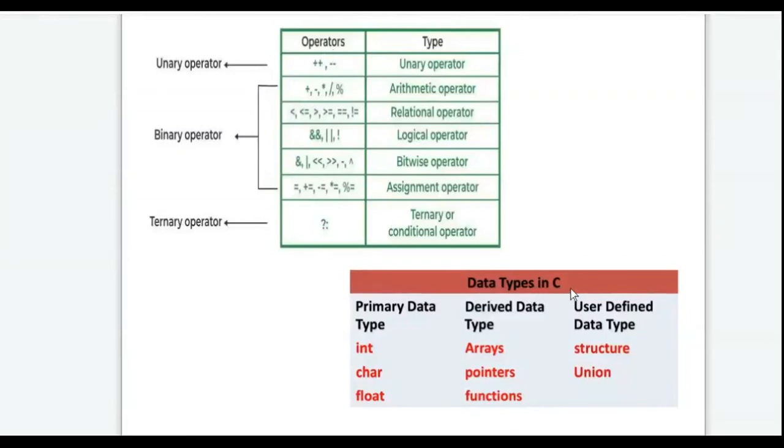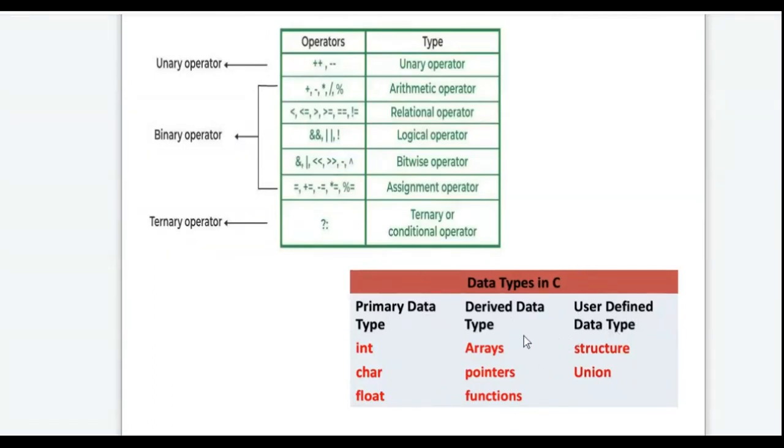Operators and data types in C. The table shows the operator symbols with their type. There are different operators: unary operator, binary operator, and ternary operator. Binary operators can be arithmetic operator, relational operator, logical operator, bitwise operator, and assignment operator. There are three data types in C: primary data type, derived data type, and user defined data type.